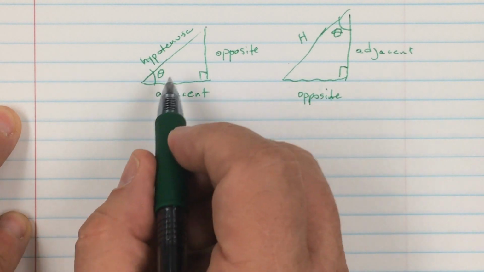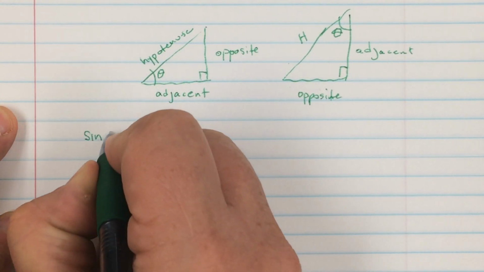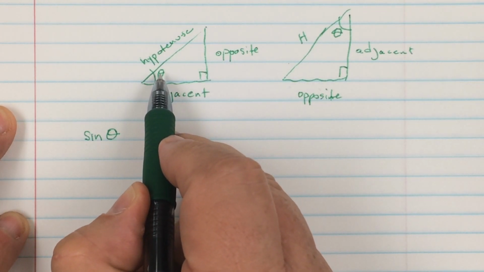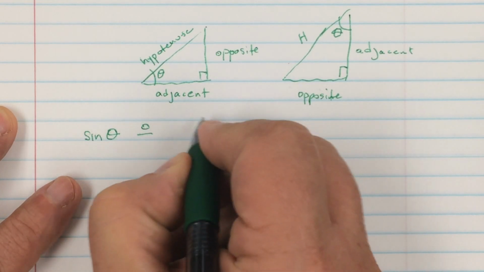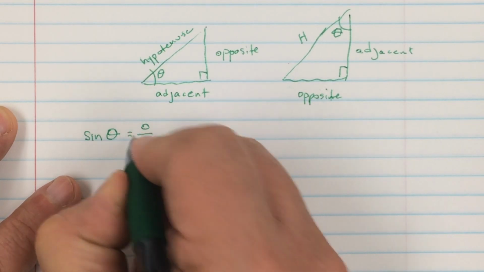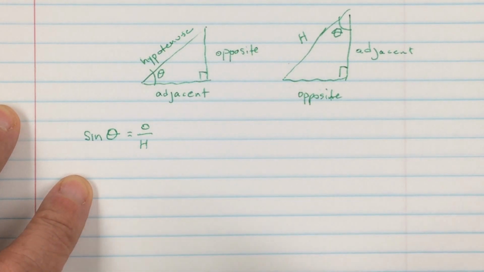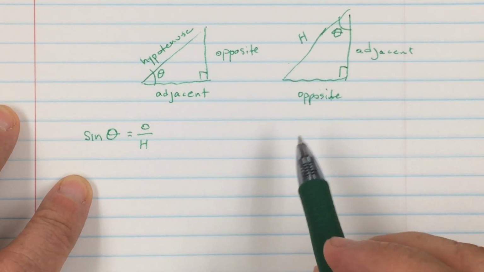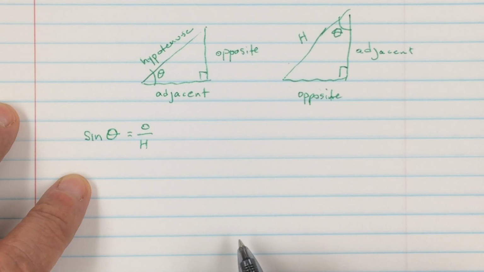We're going to call the first relationship the sine of theta. Okay, the sine of this angle. Okay, the sine of this angle is the opposite over the hypotenuse. So if you take the opposite, which is a length, and divide by the hypotenuse, which is a length, you're going to get a fraction. And that fraction has a name, and we call it the sine of theta. That's all it is. It's just a relationship.